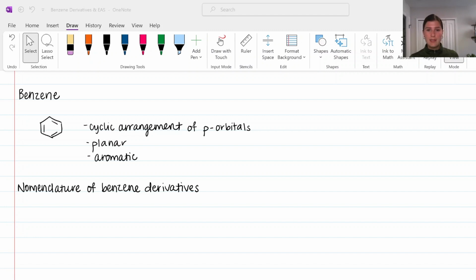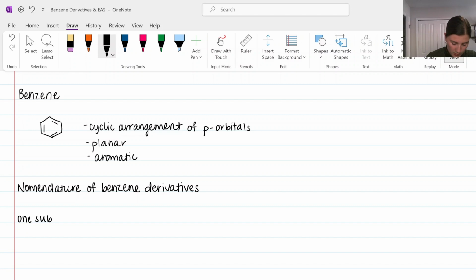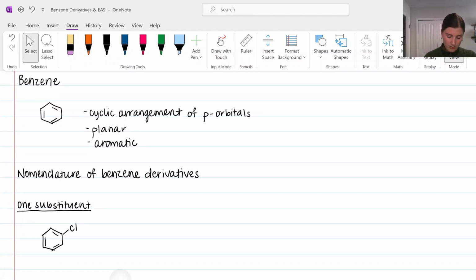So if we have that benzene structure, but another atom or group of atoms coming off of that benzene ring, how do we name those molecules? We'll start off with just having one substituent on benzene. I'll draw out a couple of examples. Let's say we have our benzene ring and just one chlorine atom. This molecule would be named chlorobenzene.